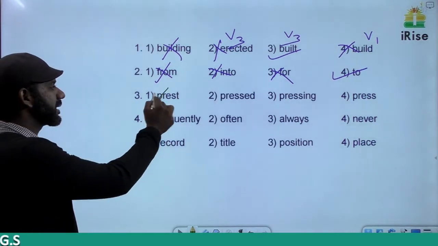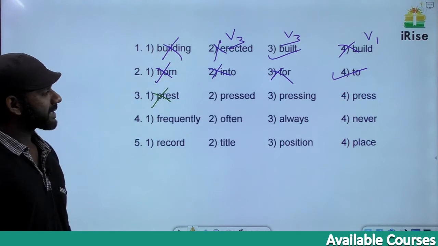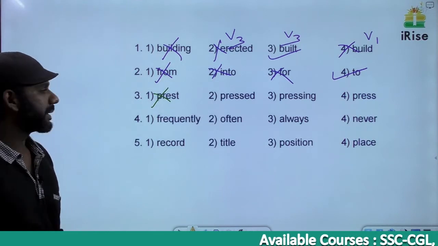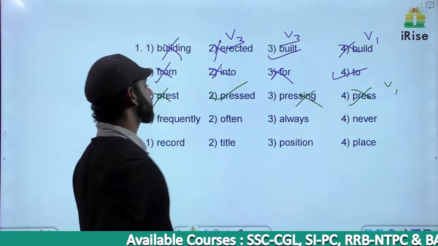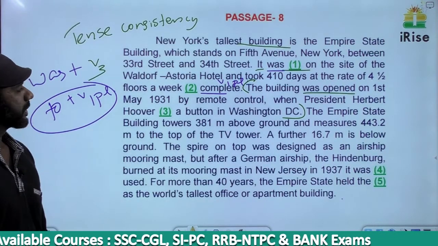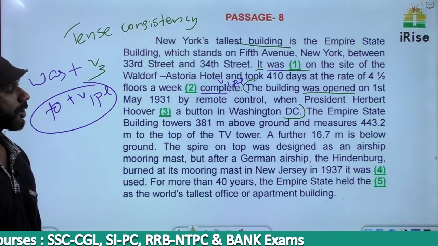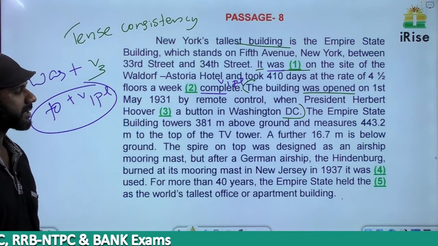Pressed, eliminated. It is not a verb here. Pressed, yes. Pressing, eliminated, ing. Press, V1, gone. The answer must be pressed. The building was opened on 1st May 1931 by remote control when President Herbert Hoover pressed a button in Washington DC.